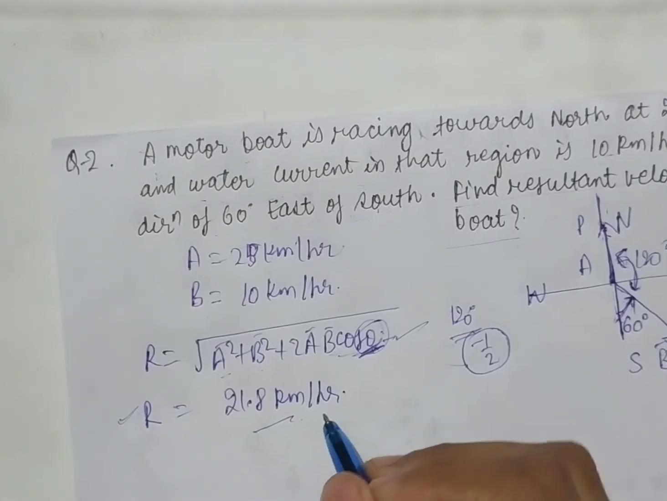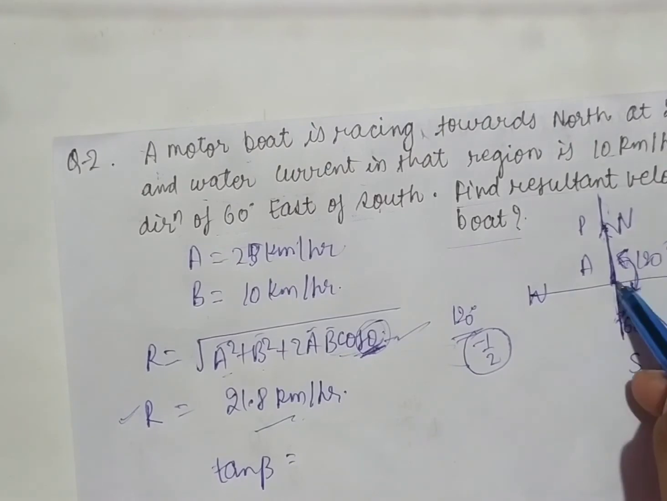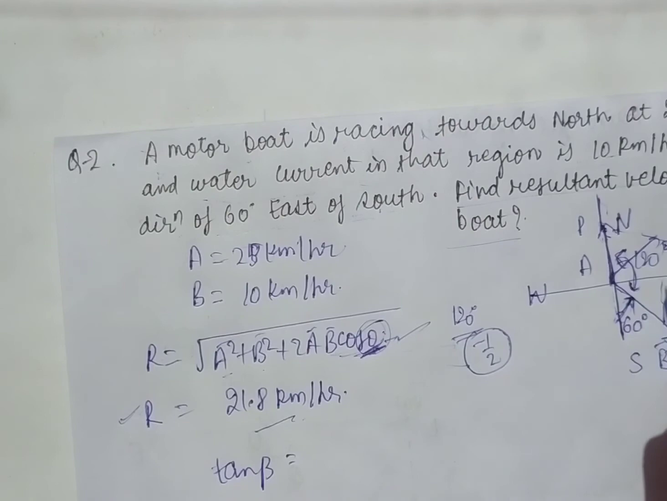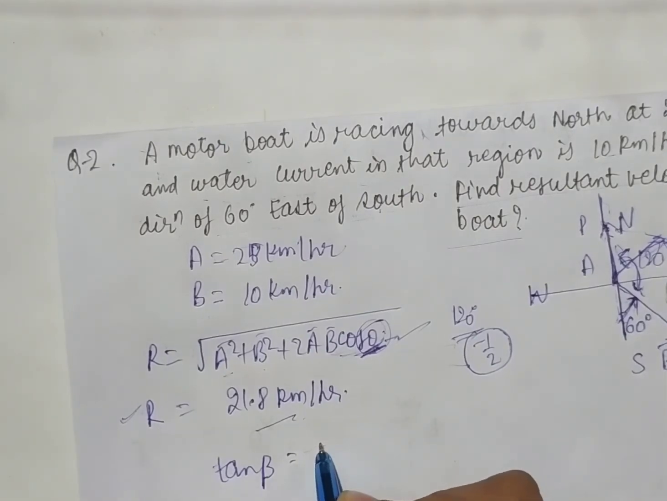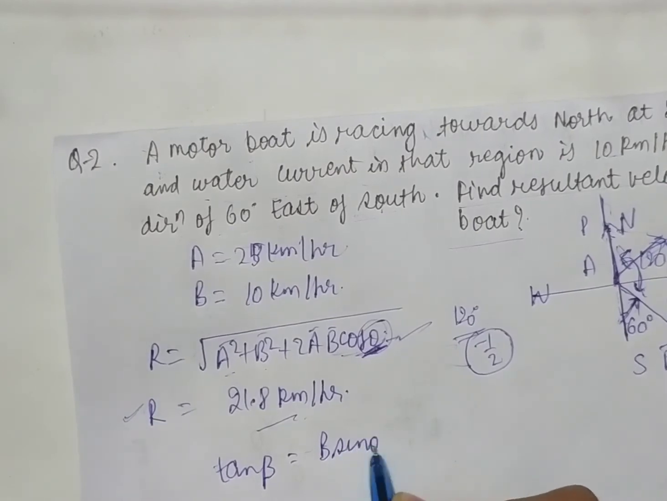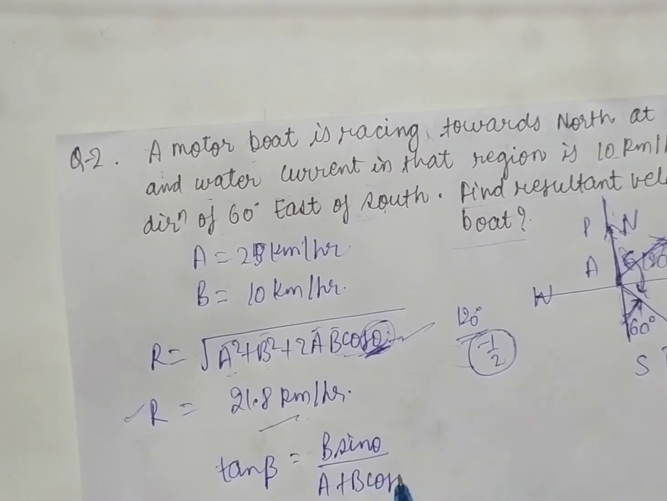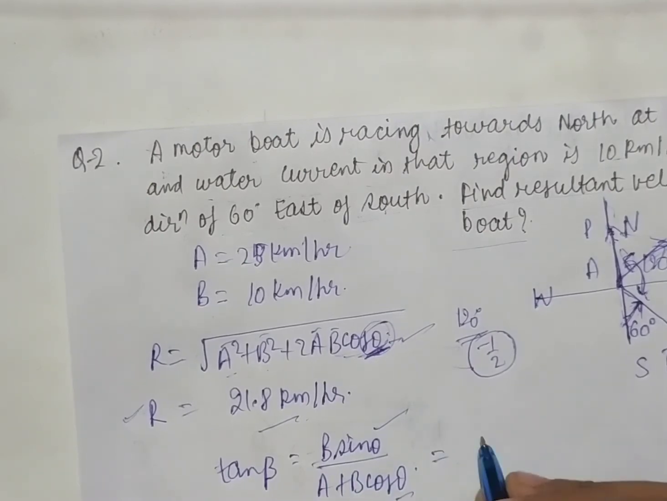And now let us try to find out tan beta, that is the angle which this resultant makes with the vector. See, this will be the resultant of these two vectors. Now, how will we find the angle that this resultant makes with the vector? We already know the formula, b sin theta divided by a plus b cos theta. We already know the value of theta, and a and b we already know, so we will simply put in the values.